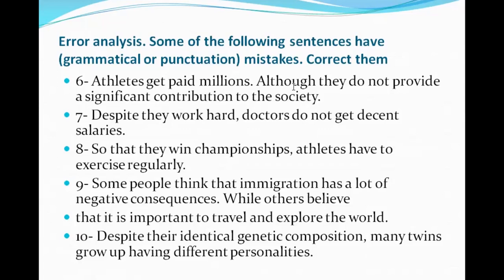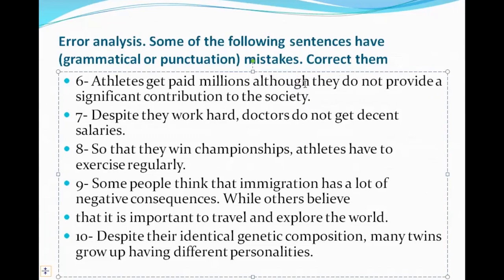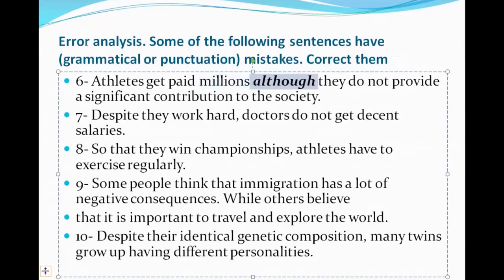"Athletes get paid millions. Although they don't provide a significant contribution to the society." So what's the problem here? You can't have a subordinator like that between two clauses and start a sentence with it. This is wrong, so you have to remove this and just put the word "although" like this, and now the sentence becomes grammatically correct. Athletes get paid millions, although they don't provide a significant contribution to the society.